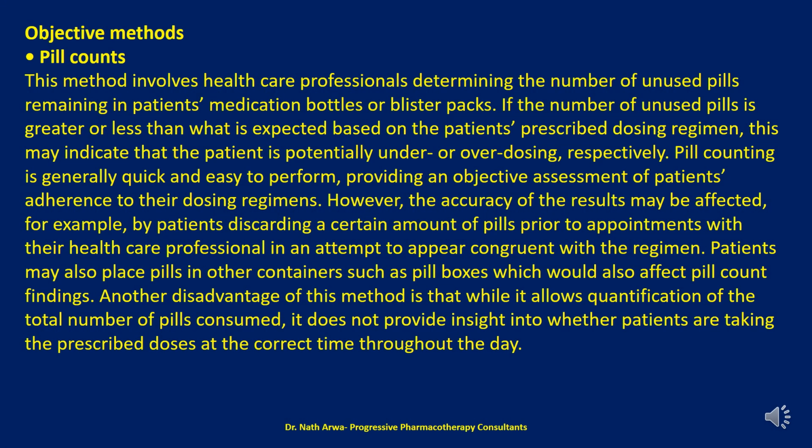We will now talk about objective methods. 1. Let's begin with pill counts. This method involves healthcare professionals determining the number of unused pills remaining in patients' medication bottles or blister packs. If the number of unused pills is greater or less than what is expected based on the patient's prescribed dosing regimen, this may indicate that the patient is potentially under or overdosing, respectively. Pill counting is generally quick and easy to perform, providing an objective assessment of patients' adherence to their dosing regimens.